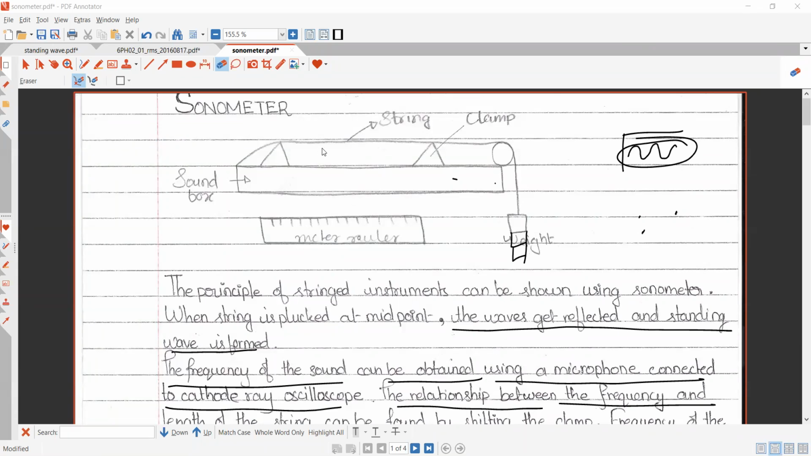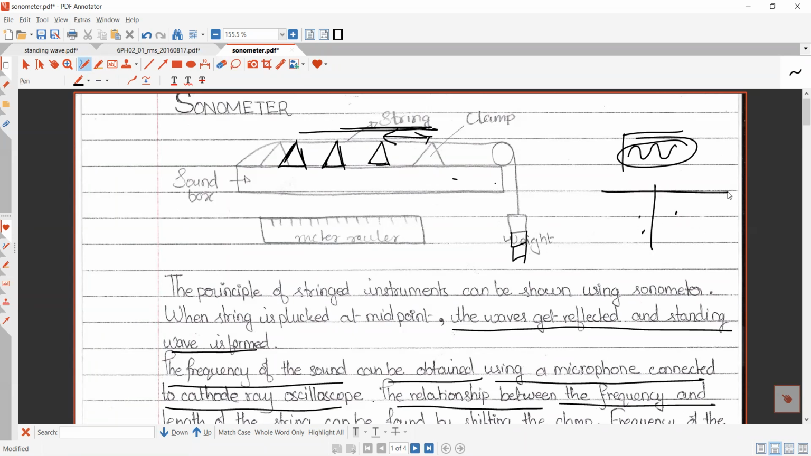How, each time, do I have to change the length of the string? No. If you want a short length, bring the bridge over here. Measure it with the help of the meter ruler. If you want a longer length, bring the bridge over here. Measure it with the meter ruler. If you want more length, bring the bridge over here. Measure it with the meter ruler.